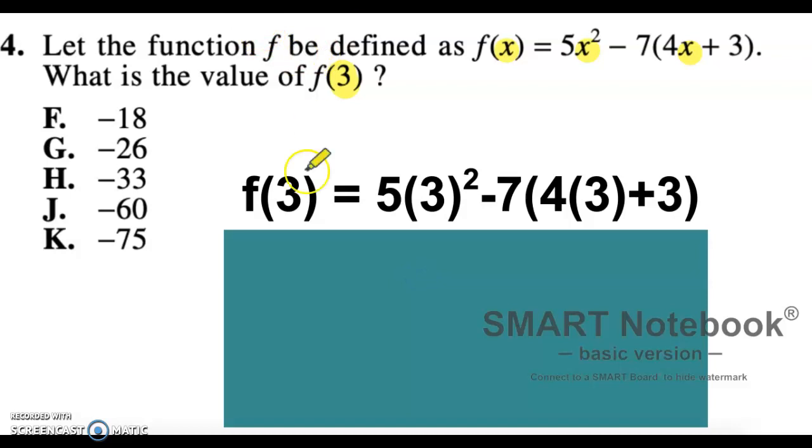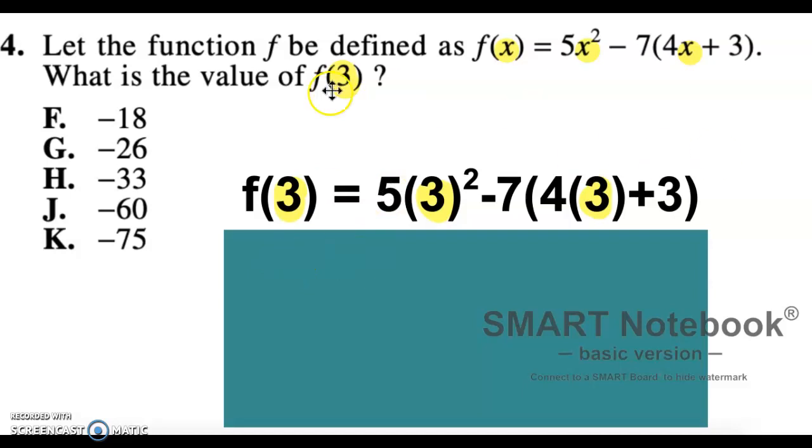So when we do that, we get that f of 3 is equal to 5 times 3 squared minus the quantity 4 times 3 plus 3. So all we did was everywhere we saw an x, we substituted in a 3, because it's asking us to evaluate our function for an input of 3.